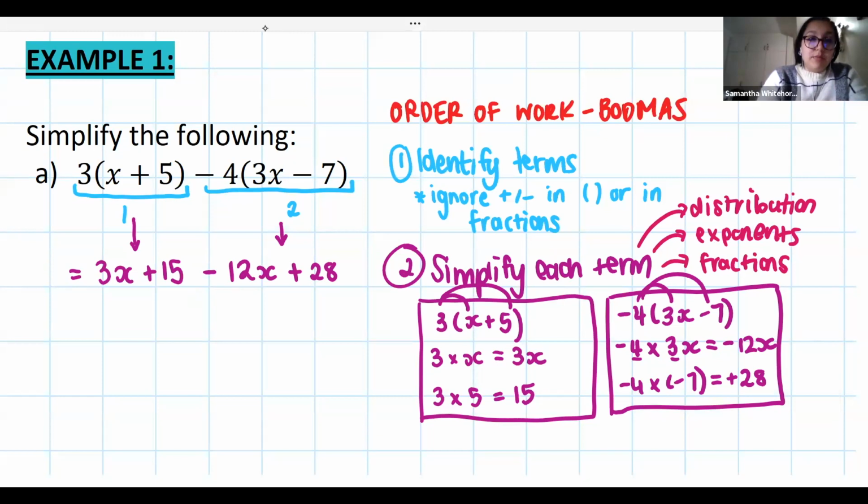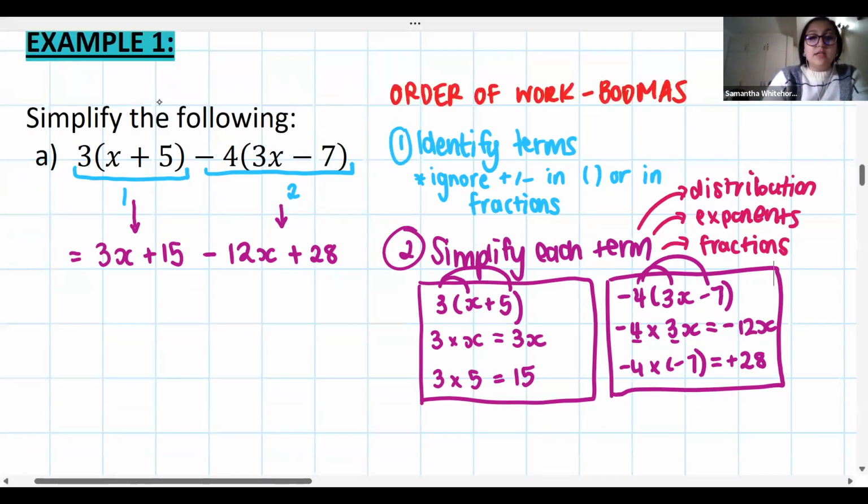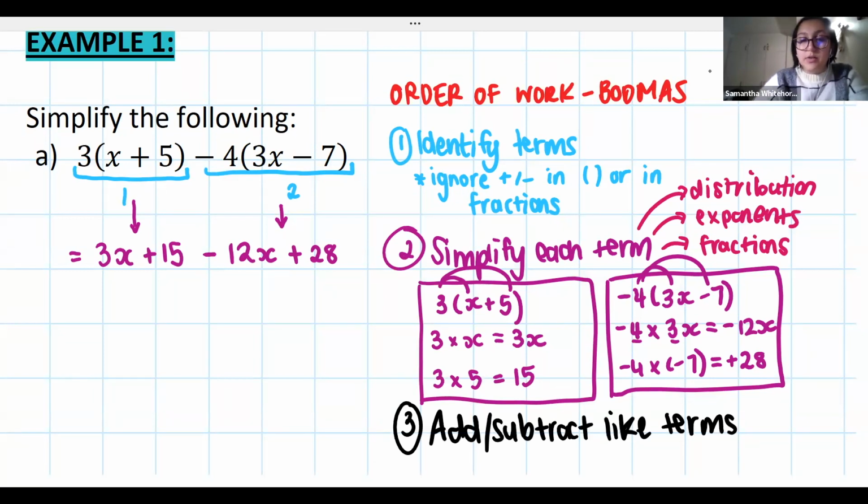Once we have simplified each of our individual terms, we now move on to our final step, which involves adding or subtracting like terms. Now, we did a lot of like term work on Monday, so hopefully we know what we're doing. I will remind you, obviously. So add or subtract like terms, that's the very last thing that we do.